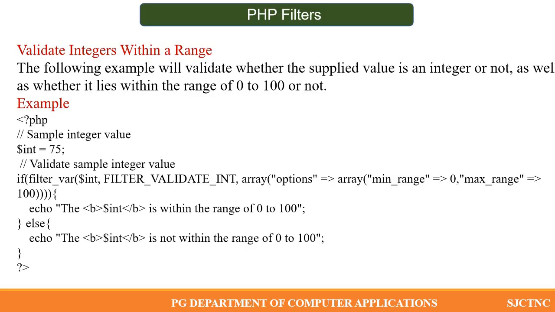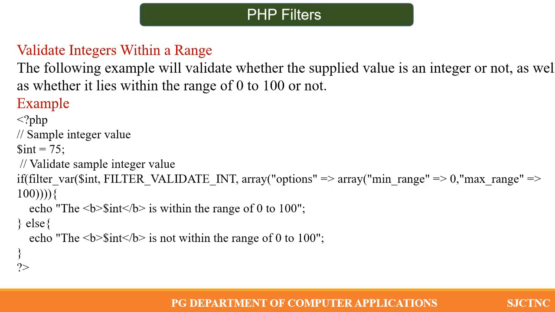Then we will see how to validate an integer within a range. The following example will validate whether the supplied value is an integer or not, as well as whether it lies within the range of 0 to 100 or not. Here an example is given. In a variable integer we are storing the number 75. Then we use the filter_var function with FILTER_VALIDATE_INT, checking whether it is a valid integer number.